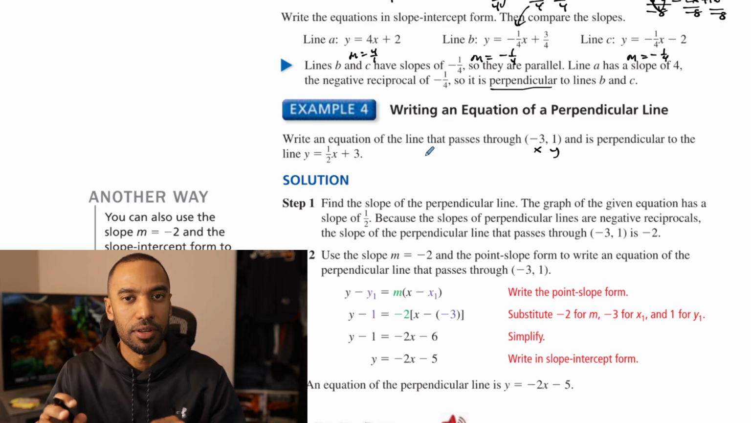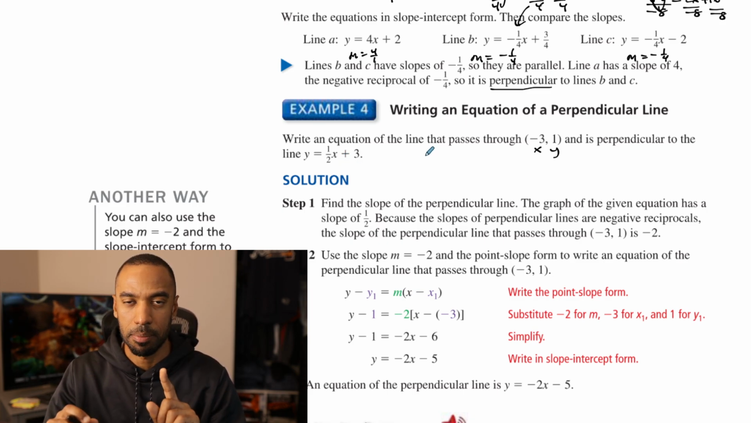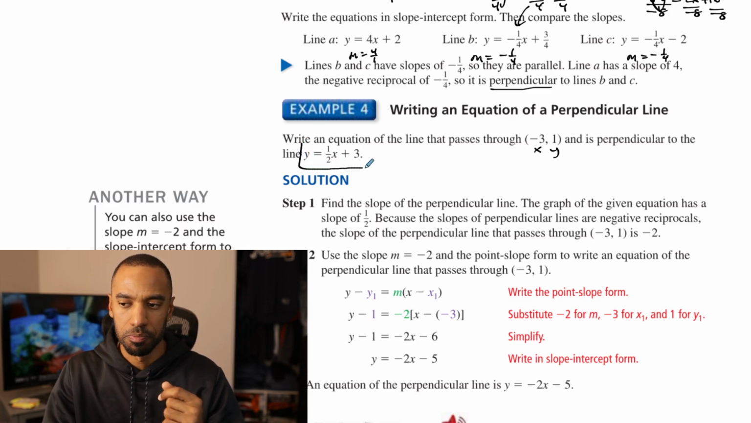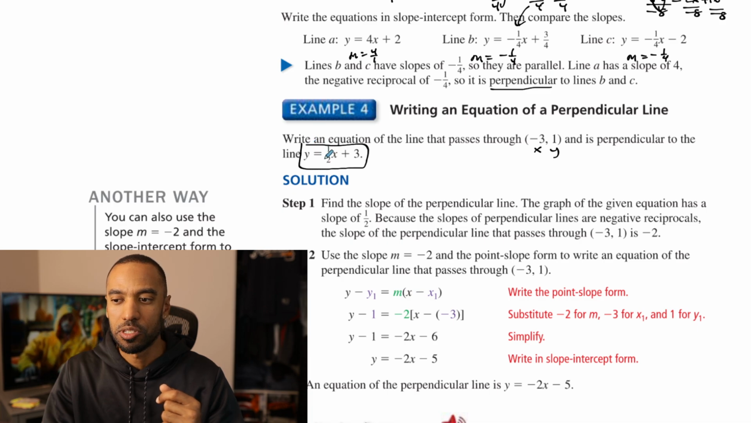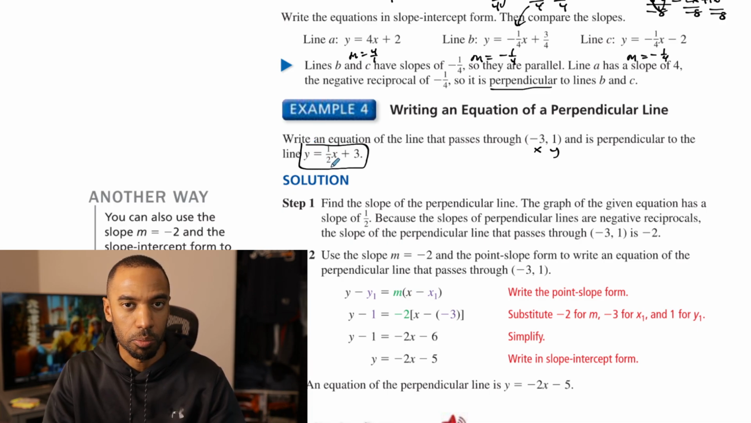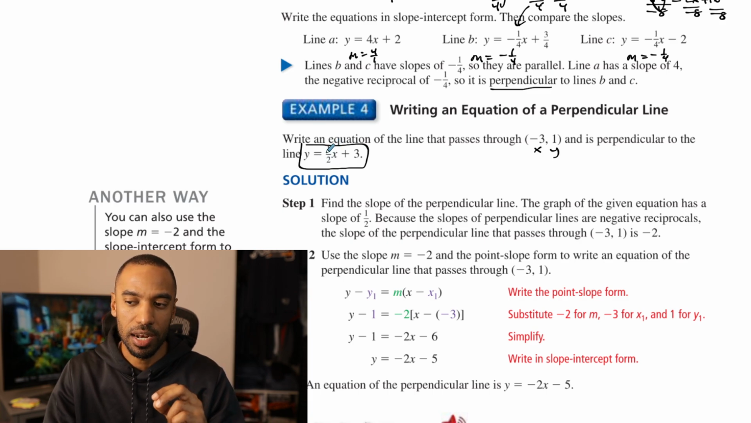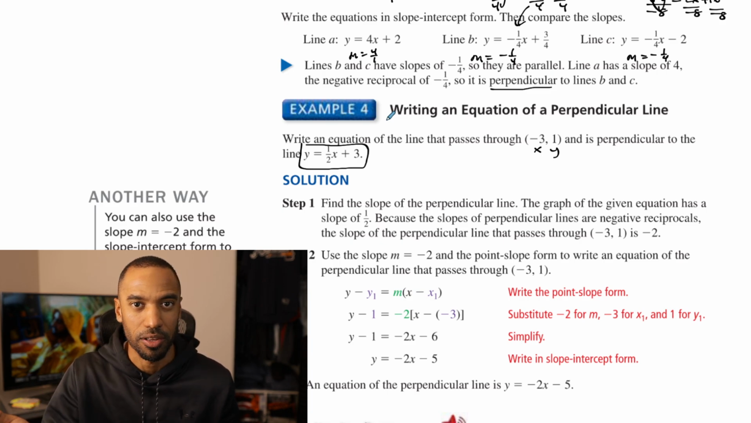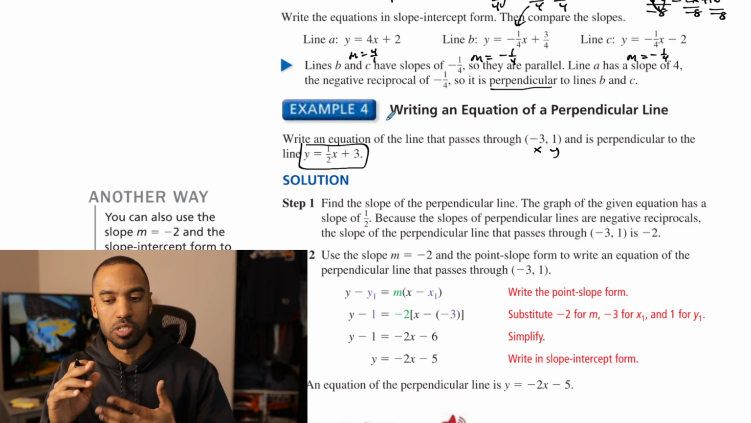This is no different than the parallel lines problem, with one exception. Once you have this equation in slope-intercept form, which it is, you're looking for the opposite reciprocal slope of 1/2, not the same slope. If you remember the parallel lines one, we said, if this has a slope of 1/2, then ours has to have a slope of 1/2. That would be true for parallel. Perpendicular, we want the opposite reciprocal slope.